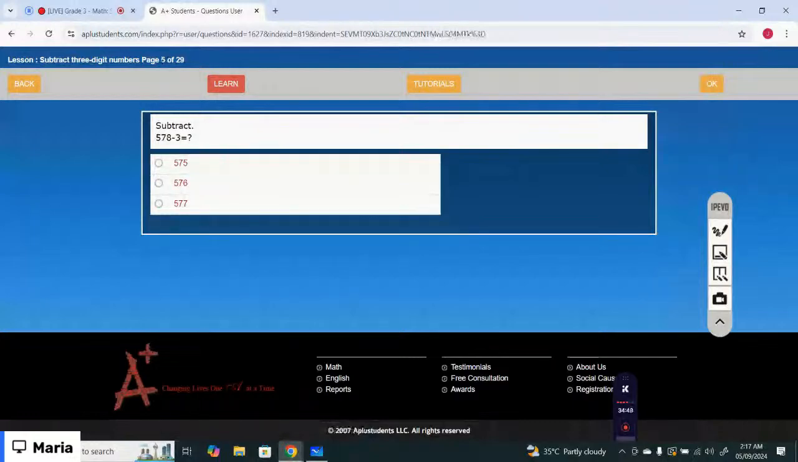Okay, the next one is 578 take away 3. So which is the correct option? That is 578 take away 3. The correct option is 575. Option number 1 is the correct option.